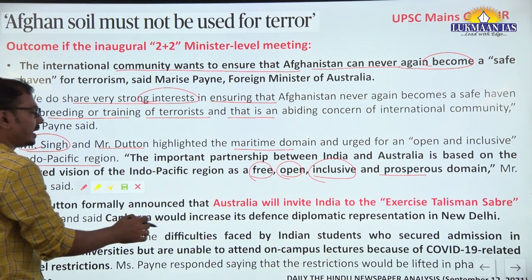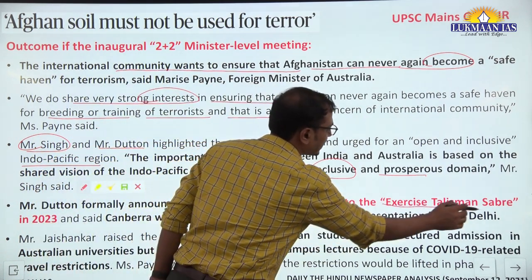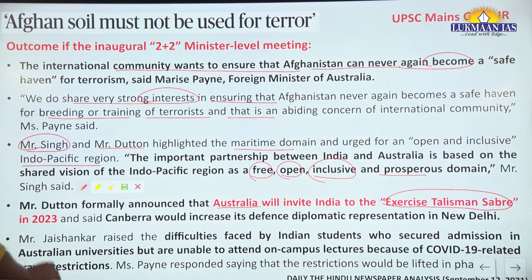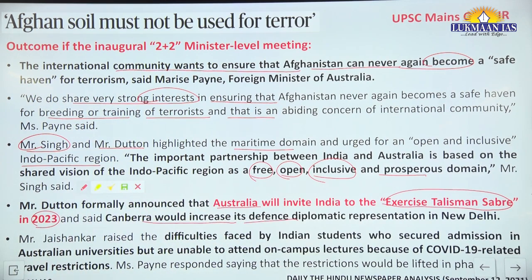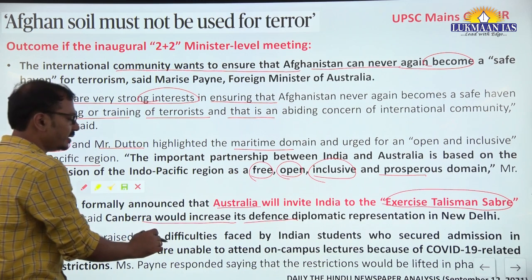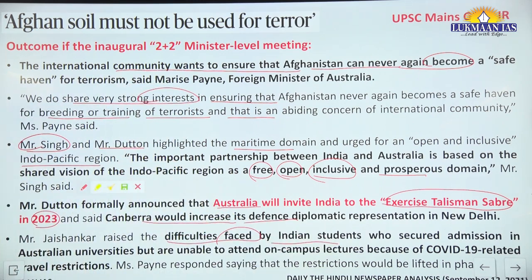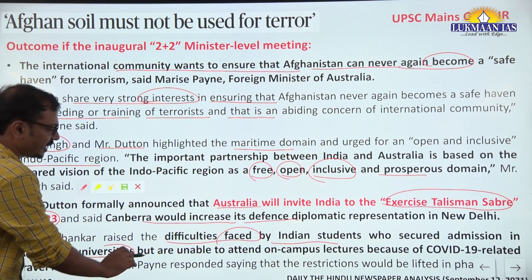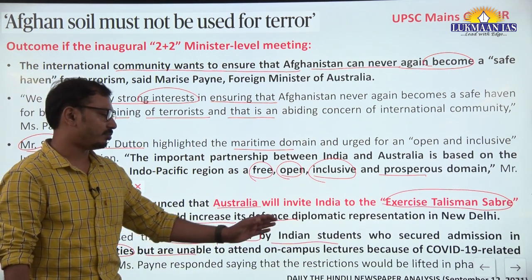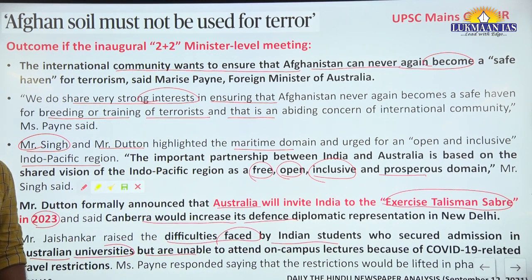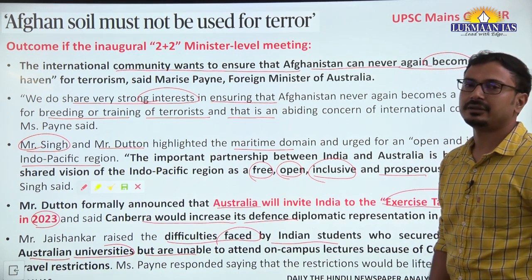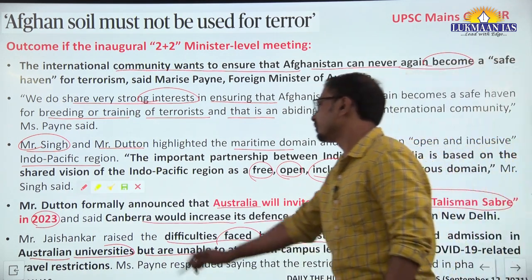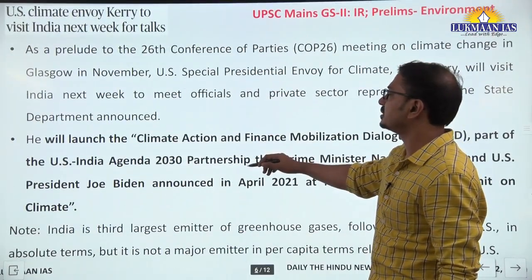Then Mr. Dutton formally announced that Australia will invite India to exercise Talisman Sabre 2023, and Australia would increase its defense diplomatic representation in New Delhi. This is also a good thing. Our external affairs minister highlighted the difficulties faced by Indian students who secured admission in Australian universities but are unable to attend on-campus lectures because of COVID-19 related restrictions. The counterpart has assured that the restrictions will be lifted in a phase-wise manner and they will have access to the classroom. Okay, so this is the outcome of the 2+2 ministerial level meeting.